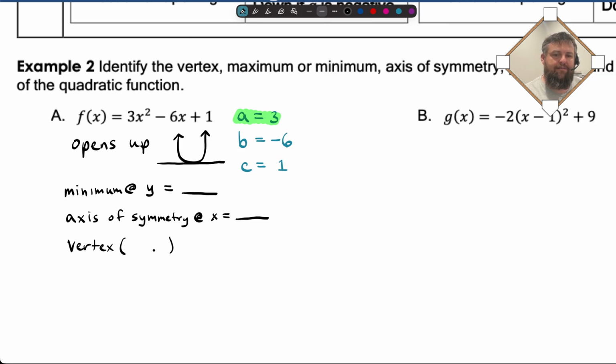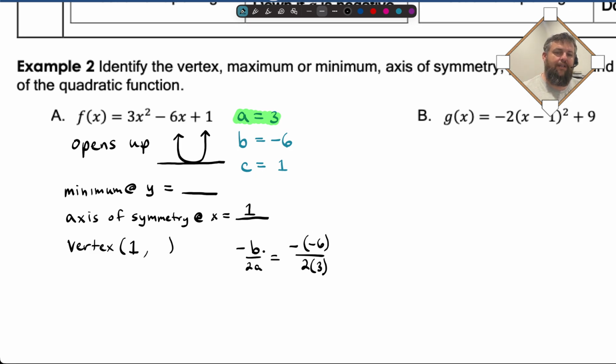So the vertex is at some point. We're looking for the x value of the vertex. So we're going to go negative b over 2a. Well, negative b is negative 6 over 2 times 3. And a negative times a negative is positive, so you get 6 over 6, which is equal to 1. So the vertex is at 1 something. So the axis of symmetry is at x equals 1.